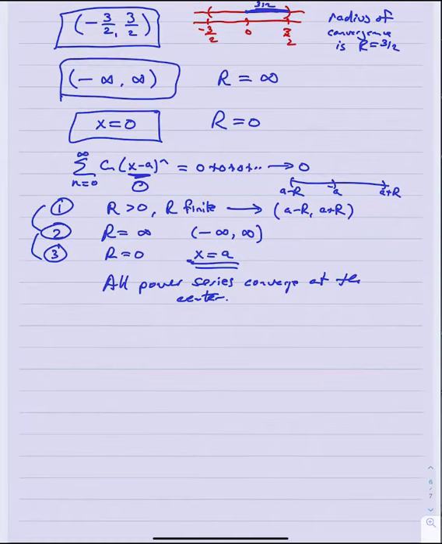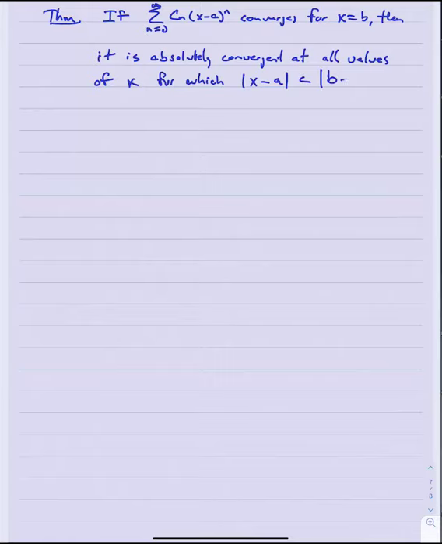Okay, before we move on to the next part, we've got two little theorems to list here. And they're easy to visualize. We don't need to do formal proofs of these. The first one says if we have a power series, and let's say that power series converges at the number x equals b, then the series is absolutely convergent at all values of x for which the absolute value of x minus a is less than the absolute value of b minus a.